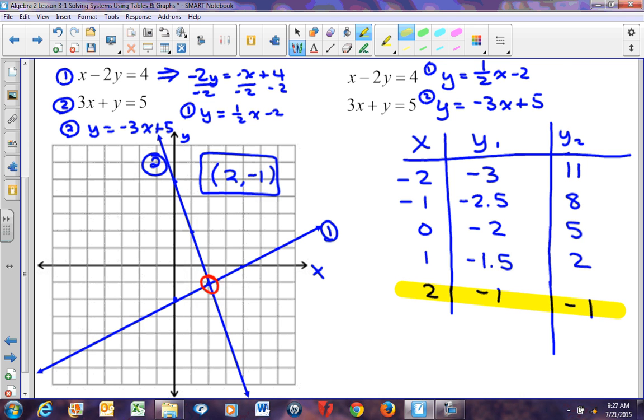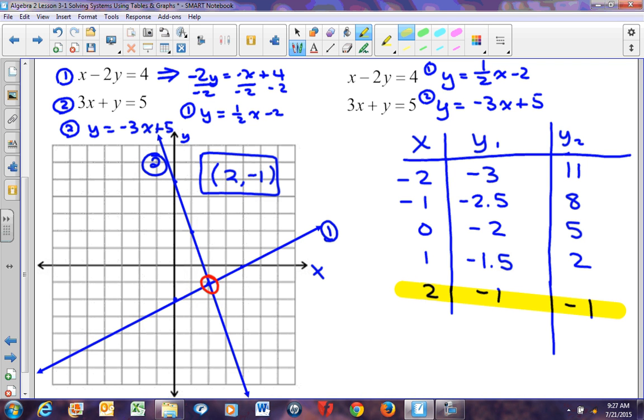a pair of numbers that are exactly the same for the same x value, I've got y1 equals -1 and y2 equals -1. Since both of those ended up to be the same value for my x value of 2, I know that's the solution to my equation. So that's how you can use a table.